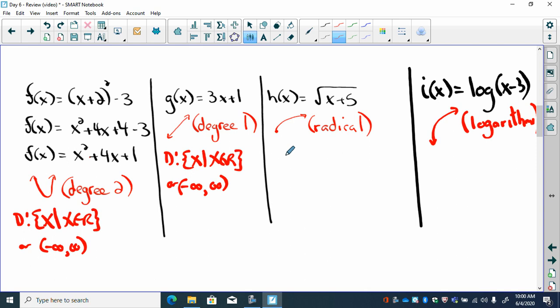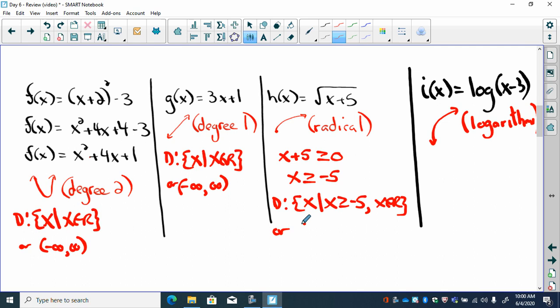The radical function, remember to find the domain, we want to take the radicand x plus 5 and say that it has to be greater than or equal to 0. Okay, you cannot take the square root of a negative. You can take the square root of a 0, though. So I end up with x is greater than or equal to negative 5, and my domain becomes x such that x is greater than or equal to negative 5, x belongs to the real numbers, or I would have negative 5 to infinity in interval notation.